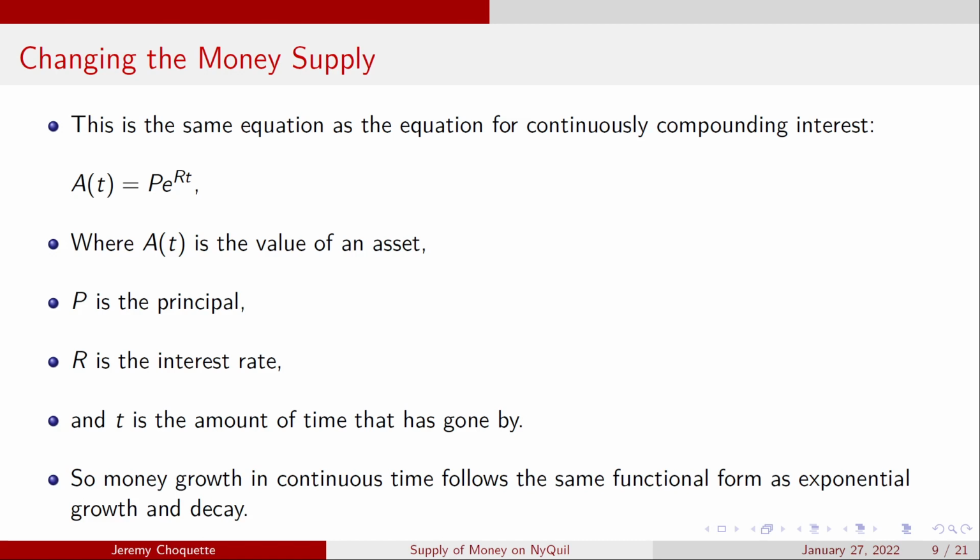So money growth in continuous time follows the same functional form of exponential growth and decay, which is kind of cool, I think. It's actually really interesting. If you ever take a differential equations course, it can be a little tough. There were parts of it that were easy for me, parts of it that were very hard for me. But it was really interesting to see how a lot of these functional forms show up all over the place, right? Because anything with exponential growth and decay is likely to follow this function right here, A of t equals P times e to the rt, right?